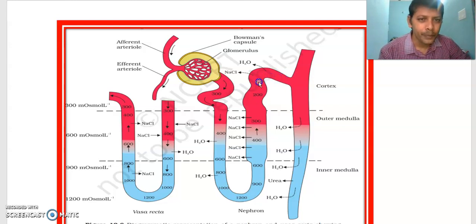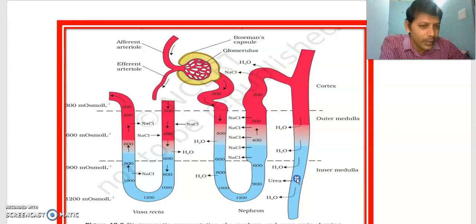It is very important. In the first part of the DCT, it is hypotonic because, comparing with blood osmolarity of 300, here it is 200. It is hypotonic to the blood. When it comes here, it becomes 300, and then we call it isotonic to the blood. As it is moving down, what is coming outside? Solvent is coming. Solvent means water, therefore solute concentration increases.